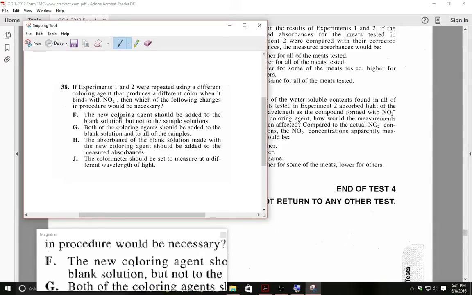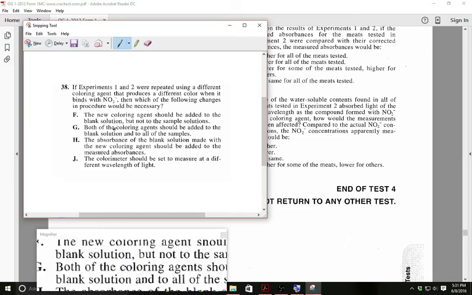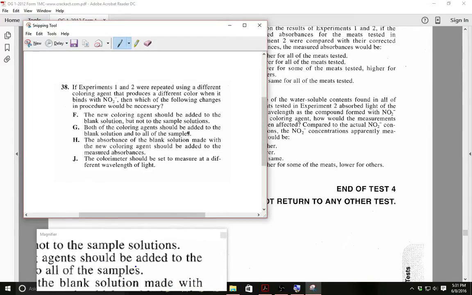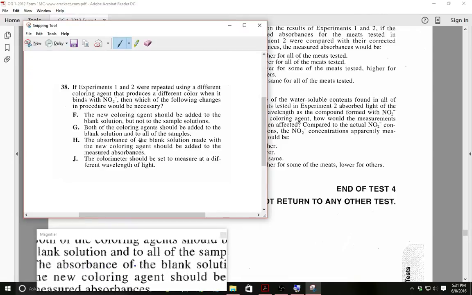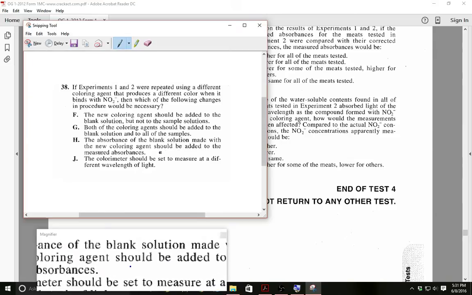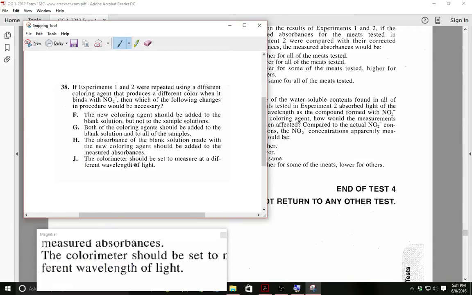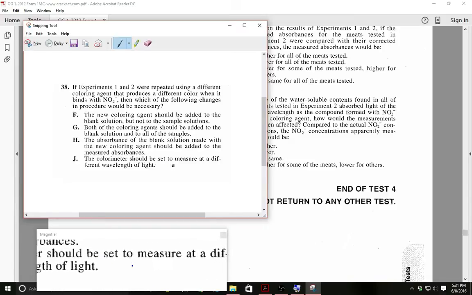The new coloring agent should be added to the blank solution but not to the sample solution. Both the coloring agent should be added to the blank solution and to all the samples. The absorbance of the blank solution made with the new coloring agent should be added to the measured absorbances. The colorimeter should be set to measure at different wavelengths of light.